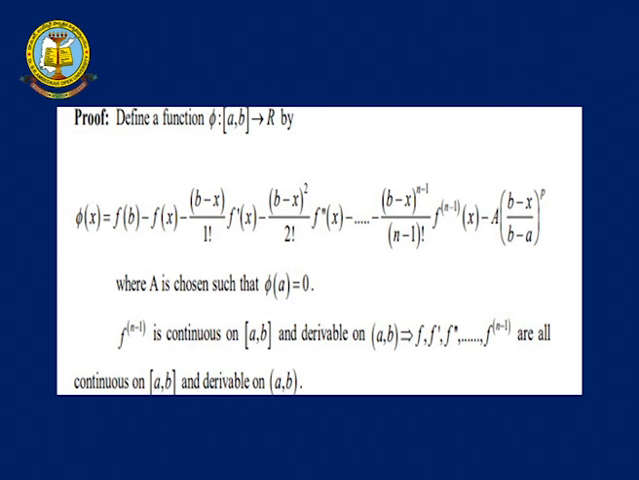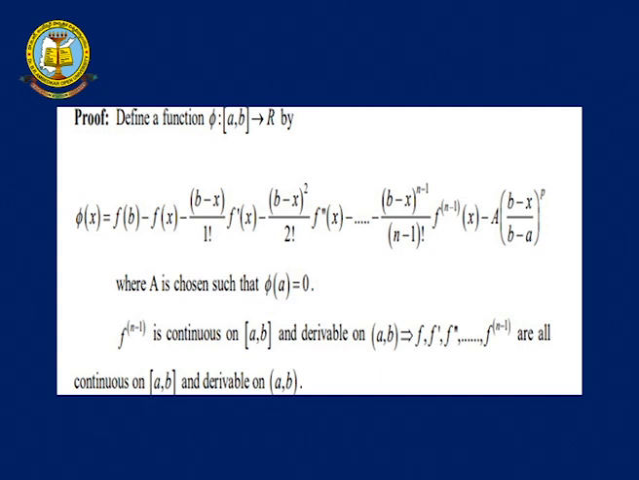So here the important task is this: let us assume the function phi of x, where the constant A is chosen such that phi of a equals 0. So how can we find the value of A? It is from phi of a equals 0. Here f^(n-1) is continuous on the closed interval [a, b] and derivable on the open interval (a, b). That implies what?